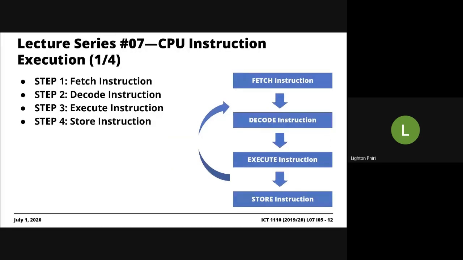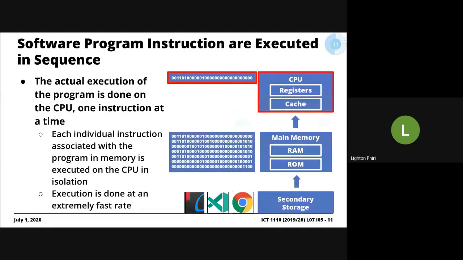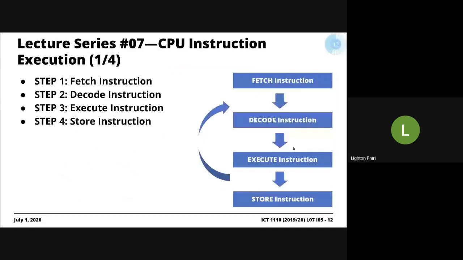Remember, the cycle is associated with the individual instructions associated with a piece of software. So if you have a piece of software like Chrome, which has, let's say, thousands of lines of code, or instructions, what we're saying is, as you're using Chrome, once you load Chrome into RAM, individual instructions associated with Chrome will be executed on the CPU, one at a time. Now, this makes sense, right?